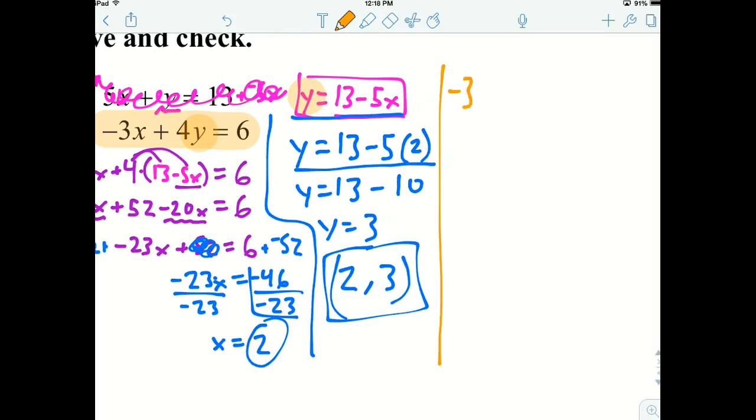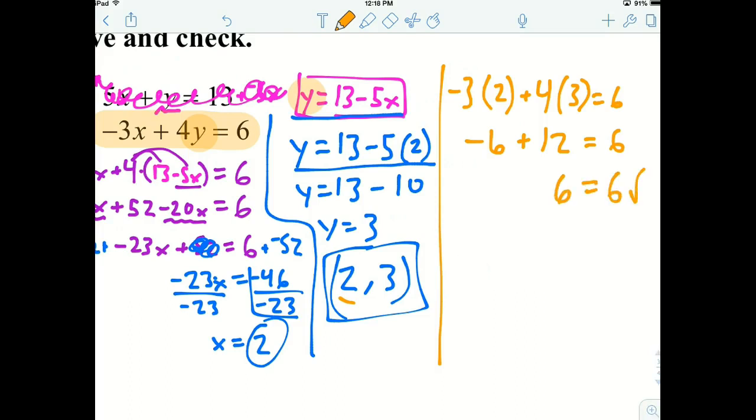I have negative 3 times my x coordinate of 2 plus 4 times my y coordinate of 3, and that equals 6. So negative 3 times 2 is negative 6, plus 4 times 3 is 12. We think that's going to equal 6. Negative 6 plus 12 does in fact equal a positive 6. So we checked it. Good to go.